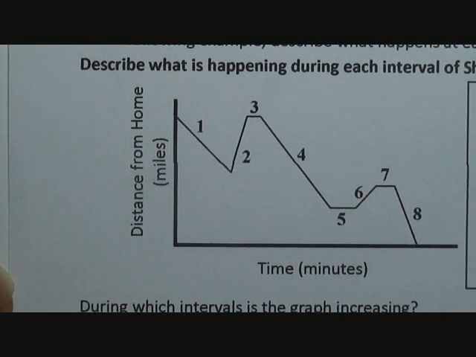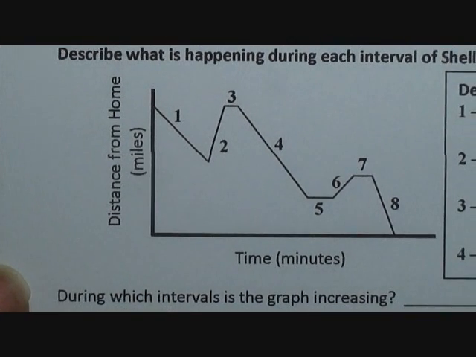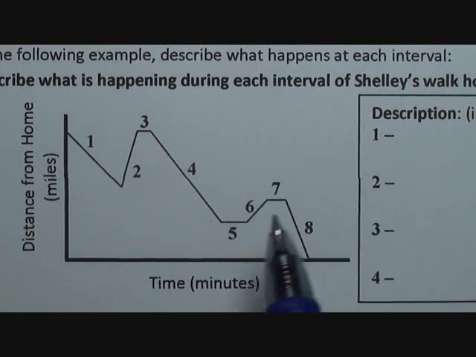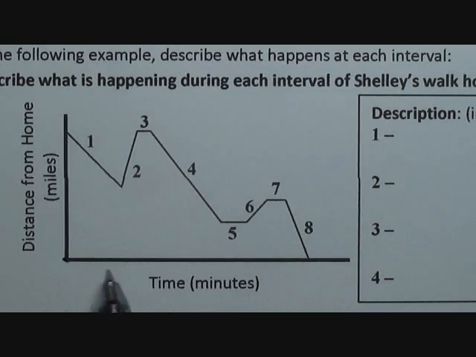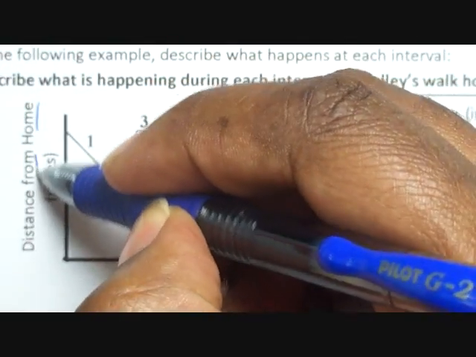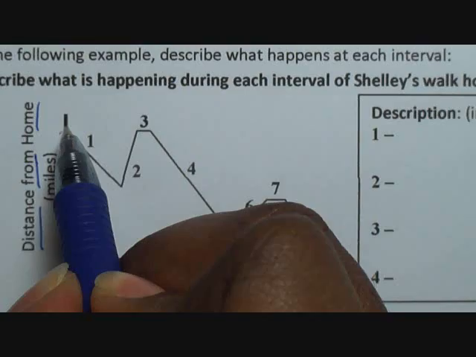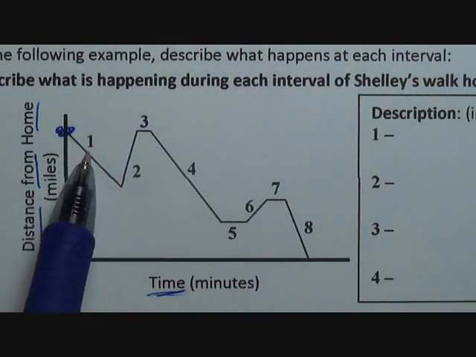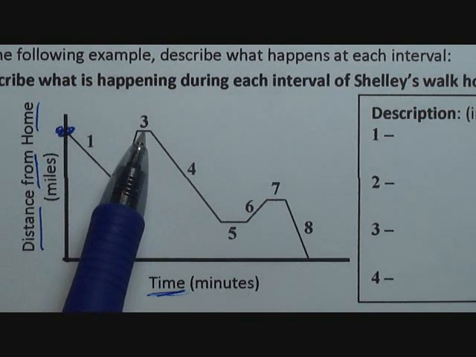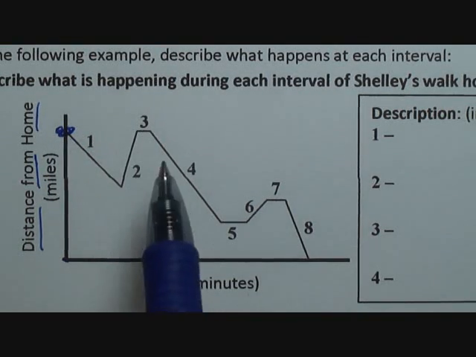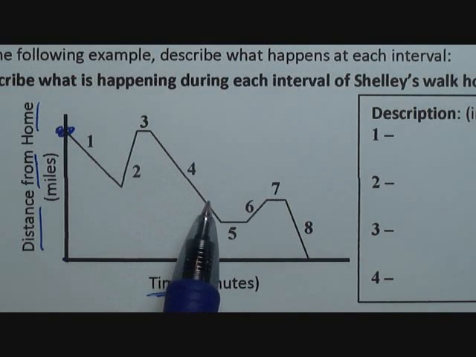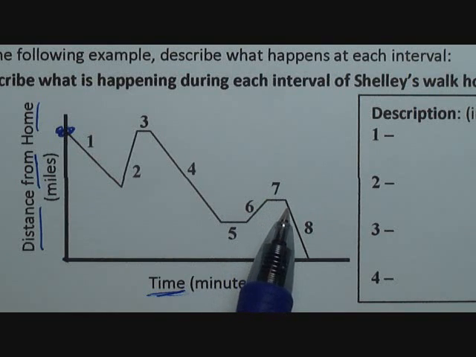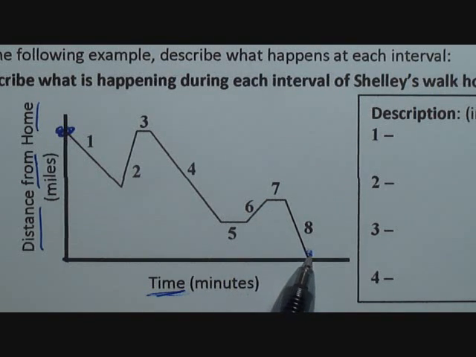So in this scenario, we have a girl named Shelly and she is walking home, and we're just going to interpret what this graph is telling us. So I see that this is the time and this is the distance from home. So Shelly is actually not at home when the graph starts. Okay, then she starts on her way home. She goes in the opposite direction. Something else happens at 3 that we'll discuss. Then she starts home again. She does something else. She goes away from home. She does something else. And then she finally makes it home by the end.